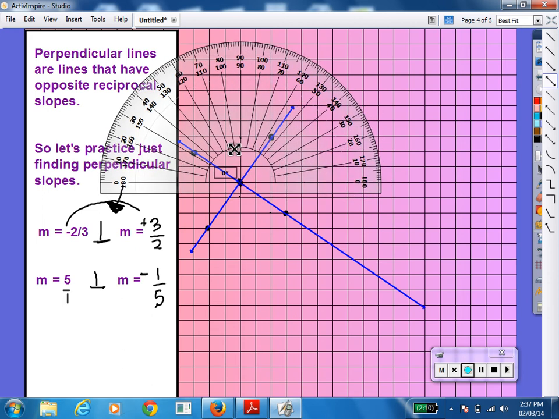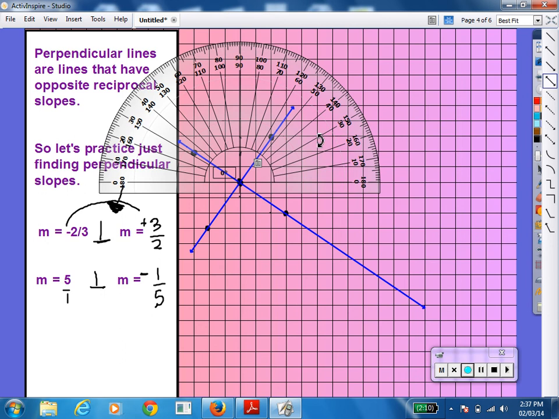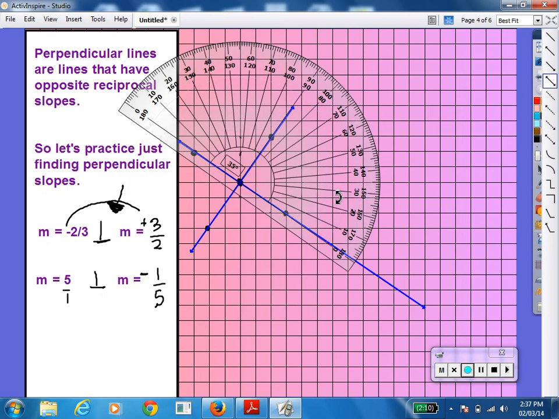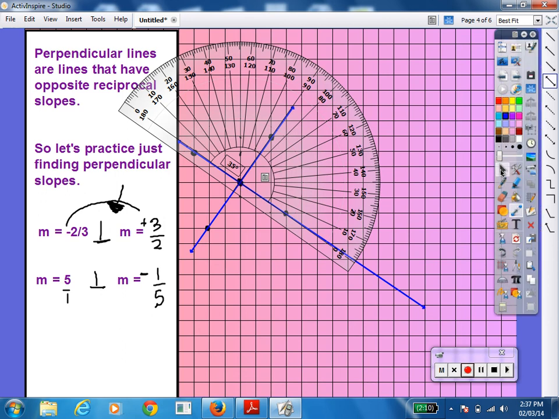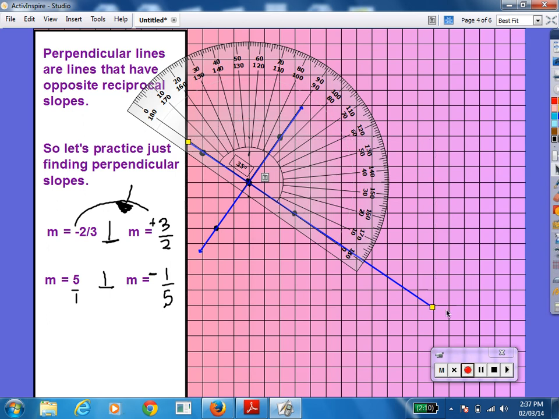So I'm going to put the center of my protractor on their intersection, and I'm just going to turn it until my bottom line is at 0. And there you can see it's a 90-degree angle right there. Okay, so we'll do one more to show that that wasn't a fluke, that this actually is the truth.